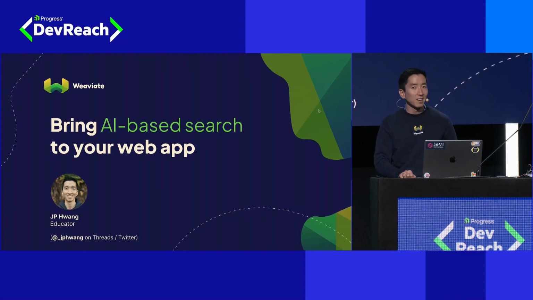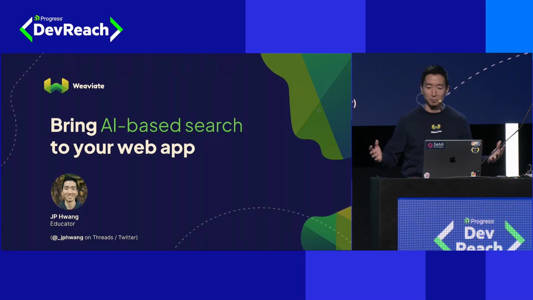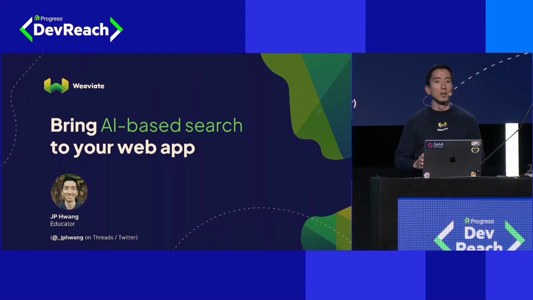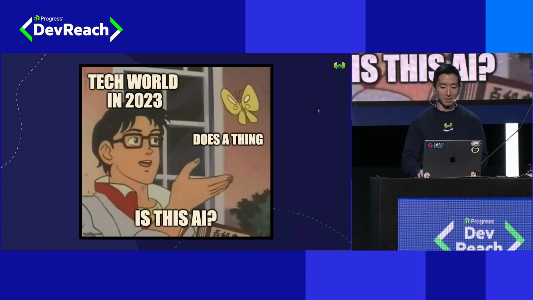My name is JP. I work for a company called Weaviate. We build a vector database, and I'm actually quite glad to be following Todd because there's only so much you can talk about in half an hour. So thanks, Todd, for the amazing talk about large language models. And I'll be touching on that aspect of AI as well as the search aspect and building on that.